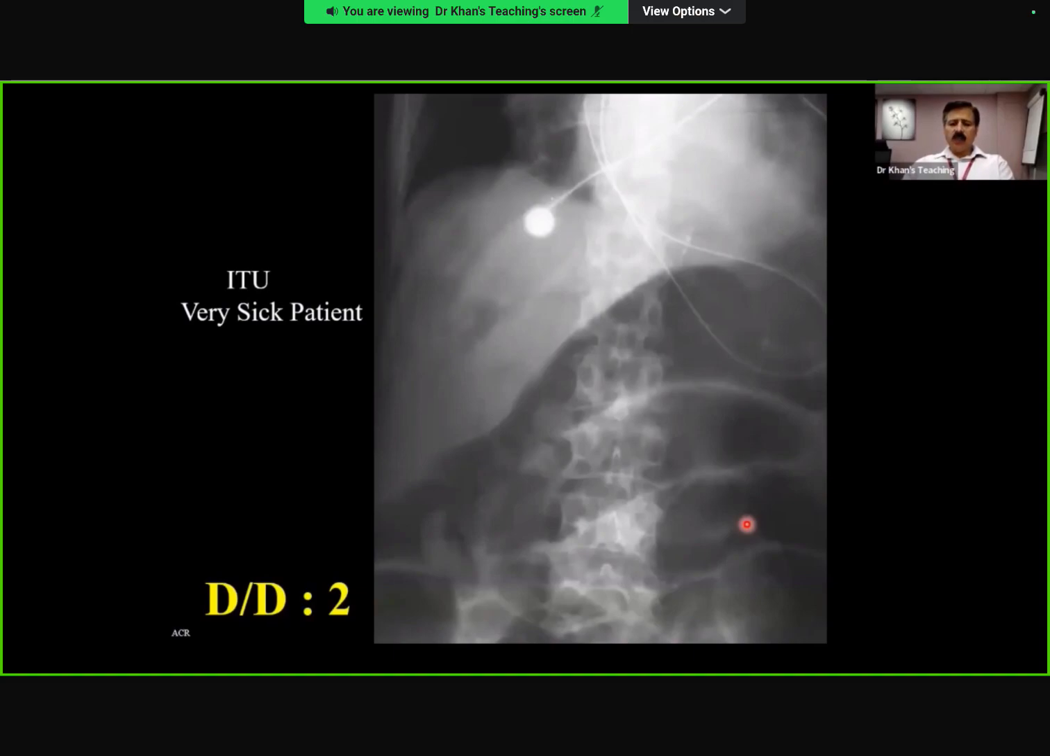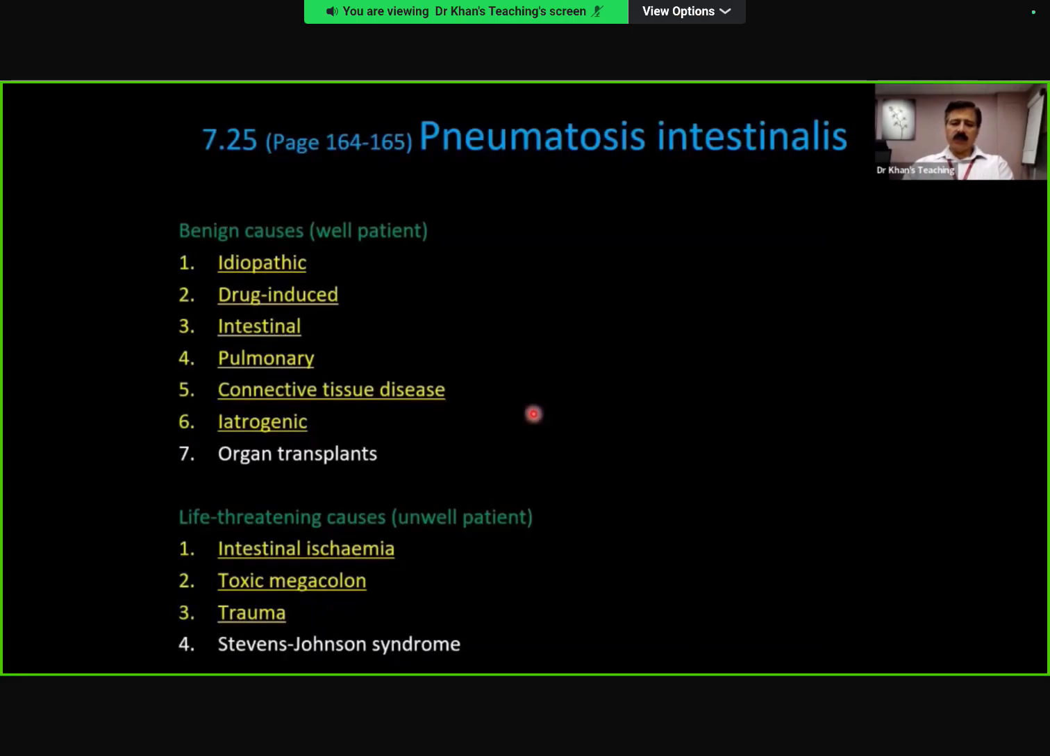Please be ready. If you see here, there is gas within the wall of the bowel, and these are dilated loops, so must be paralytic. And with that, there is what we call gas in the portal vein, pneumatosis intestinalis. And one of the very interesting ones, you see, benign causes in a well patient versus life-threatening cause. One thing which I want to warn you about is this one, idiopathic.